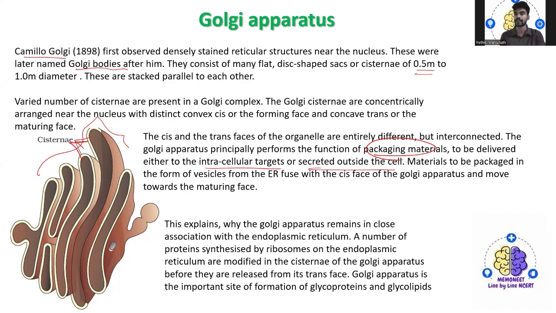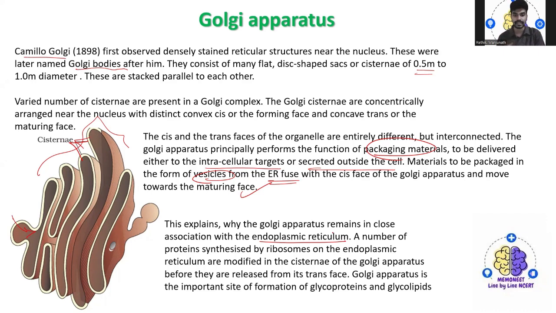Okay. So they pack up the proteins, hormones and all, and they go to the targeting sites. Materials to be packed in the form of vesicles from the endoplasmic reticulum fuse with the cis phase of the Golgi apparatus, and then move to the matured phase. This explains why the Golgi apparatus remains in close association with the endoplasmic reticulum.